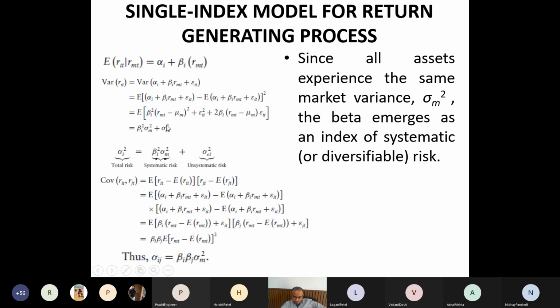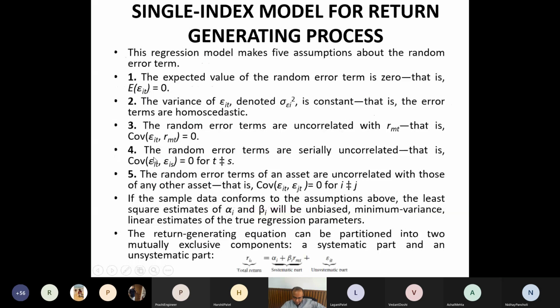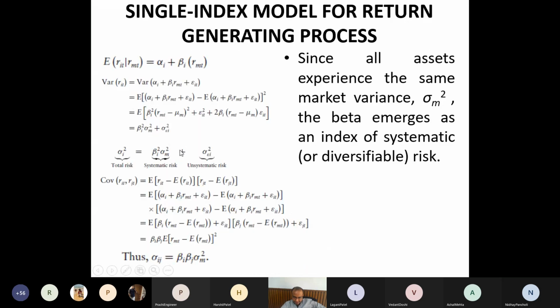Last term will be covariance, which will be 0, right? So you get these two terms only. Okay. So the last term is a covariance of RMT and epsilon IT, which is 0, right? So you can see this property: covariance between epsilon IT and RMT is 0. So you can use here the equation of covariance.